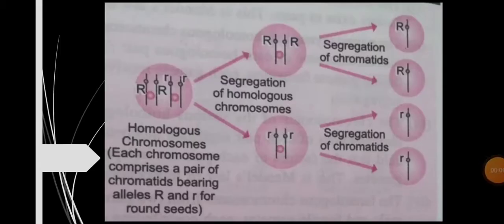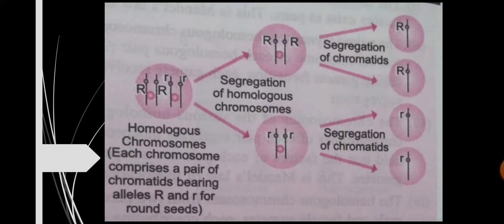Dear children, this figure will help us to explain the Mendelian principles of segregation of factors in terms of movement of chromosomes during the cell division called meiosis. In meiosis, we know there are two stages, meiosis 1 and meiosis 2. In meiosis 1, there is segregation or separation of homologous chromosomes. And in meiosis 2, there is segregation of the chromatids taking place.